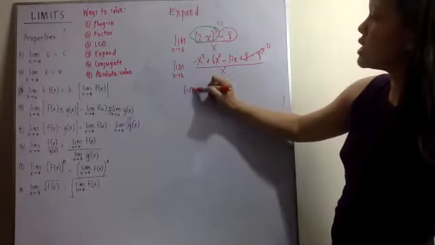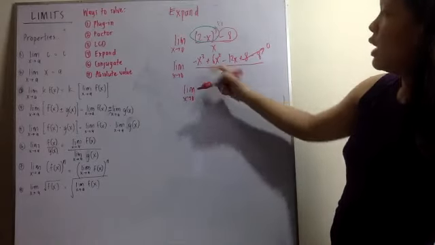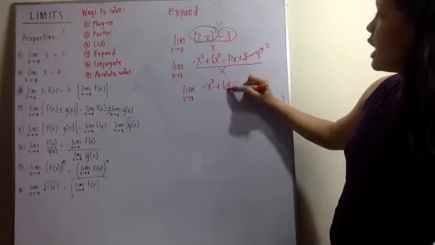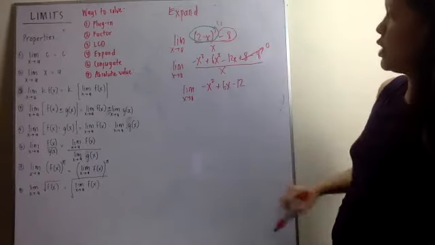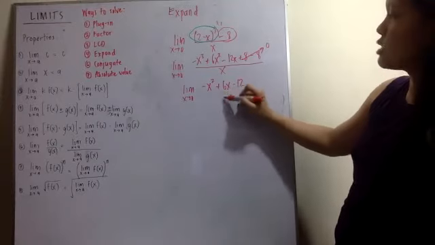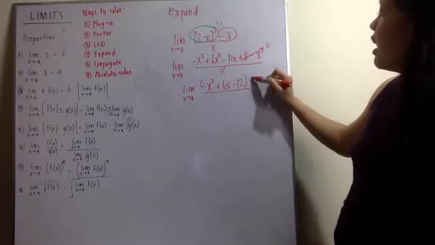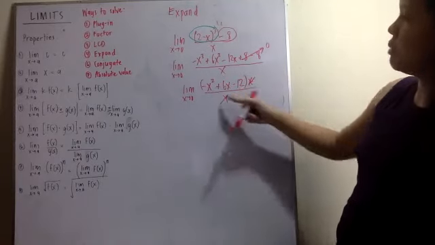So, limit as x approaches 0, what do we have left? Negative x squared plus 6x minus 12. I didn't write the x anymore, since it's x over x. Cancel. Right? Cancel, cancel. We have this left.